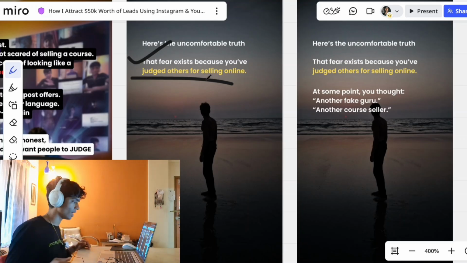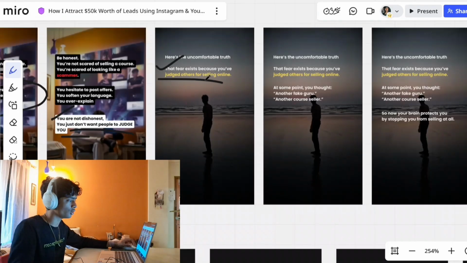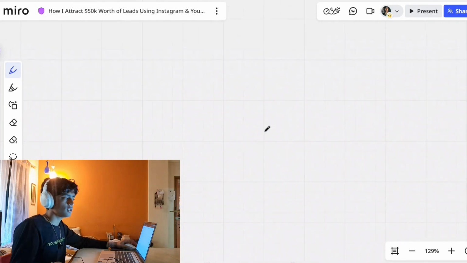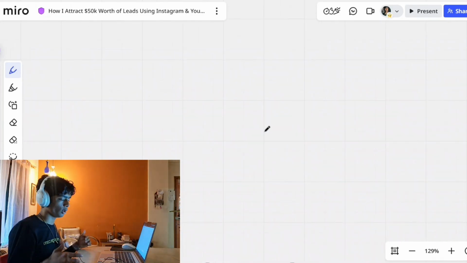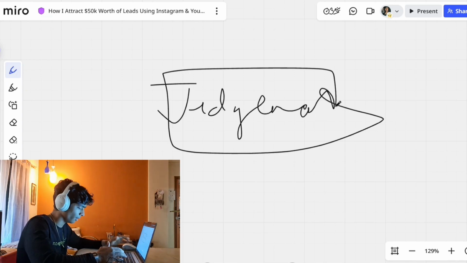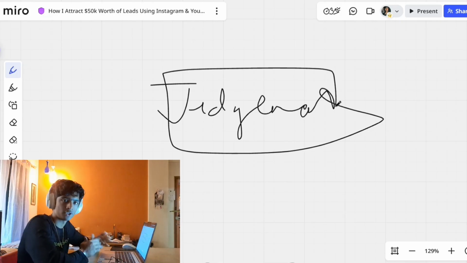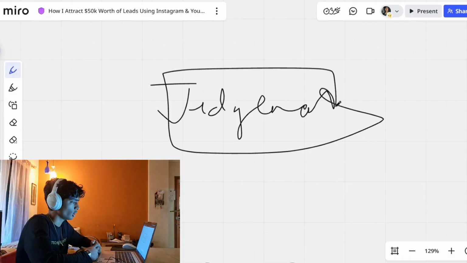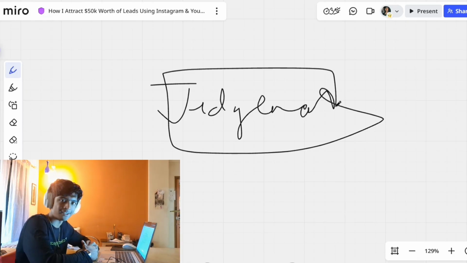Now, the concept that I was trying to convey from this Instagram story was about judgment. So let me give you a quick rundown of what that actually means. If you're struggling to sell info online and you're afraid of people calling you a scammer, it's because you're afraid of judgment. And the reason why you're afraid of judgment is because you have judged other people for doing that exact same thing. Judgment cannot exist unless you have judged someone else for that exact same thing. It just cannot exist. This is a little bit of a side tangent, but give me like 20 seconds. If you judge people for selling a course, you're going to be afraid to sell a course because you're going to feel like people are going to judge you for it. It's as simple as that.